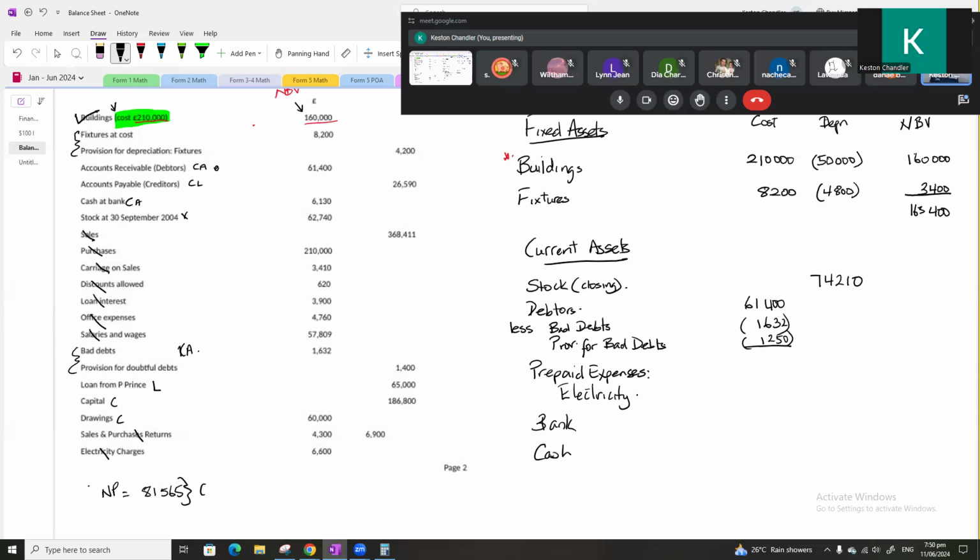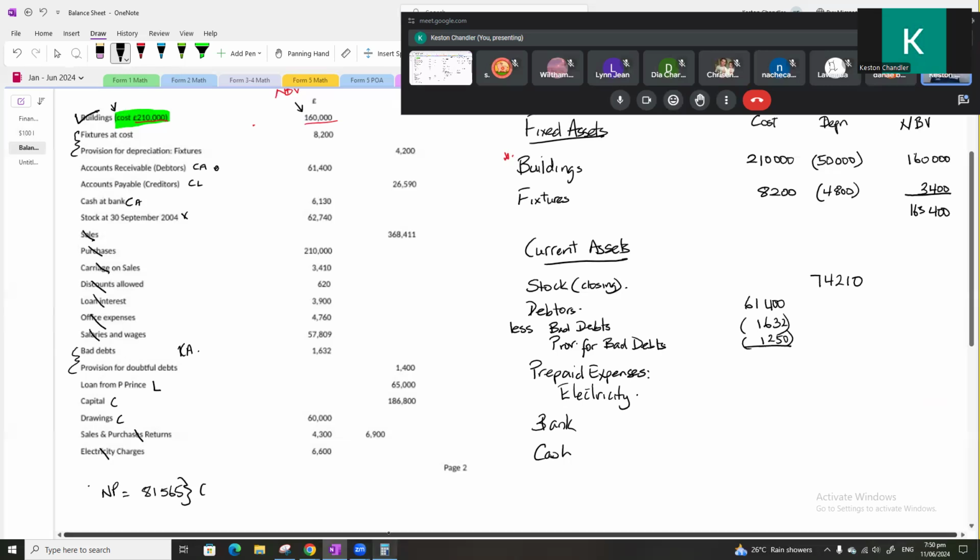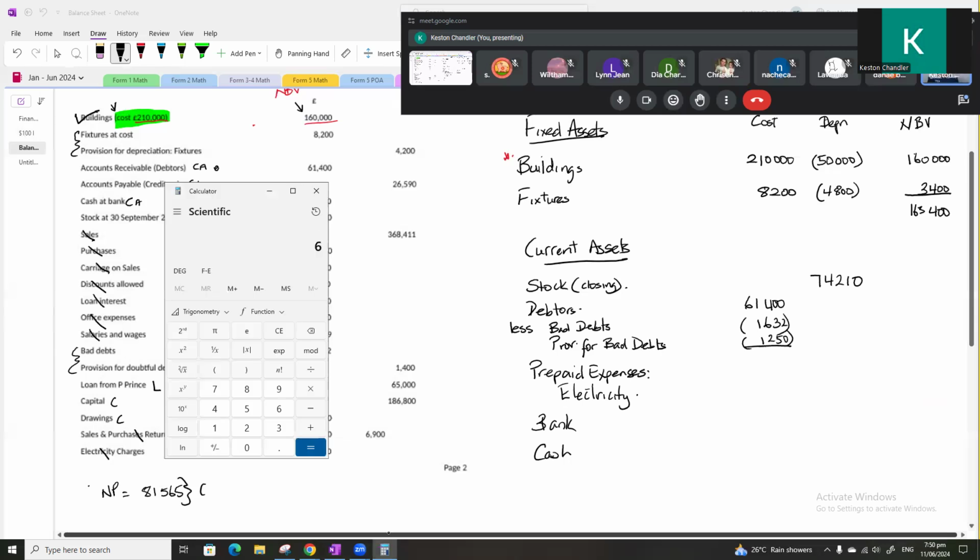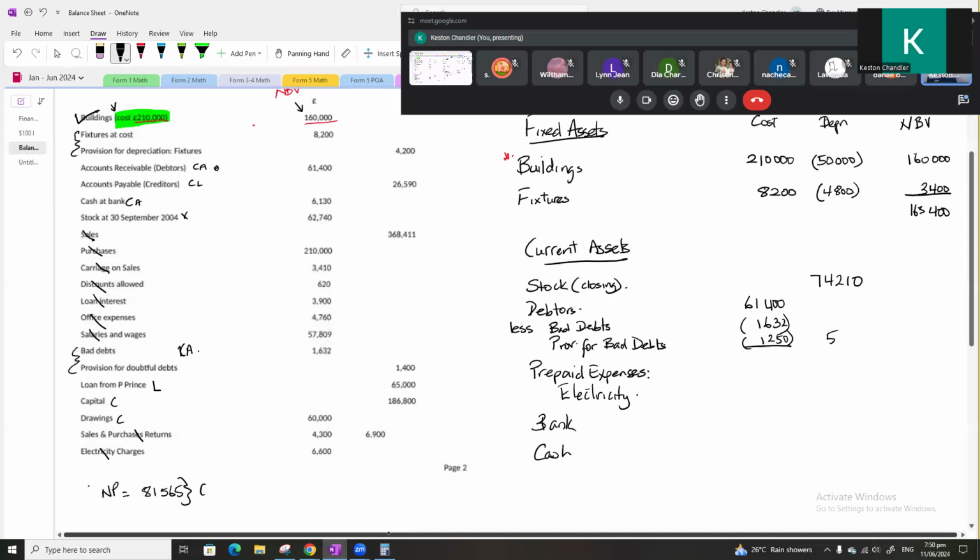So these figures, if I subtract here, let's see what we get. 61,400 minus 1632 minus 1250, 58,518. Right, so I'll bring it into this column because this is what I'm going to be adding to my closing stock. Prepaid expenses, we said was $2,000 for electricity.